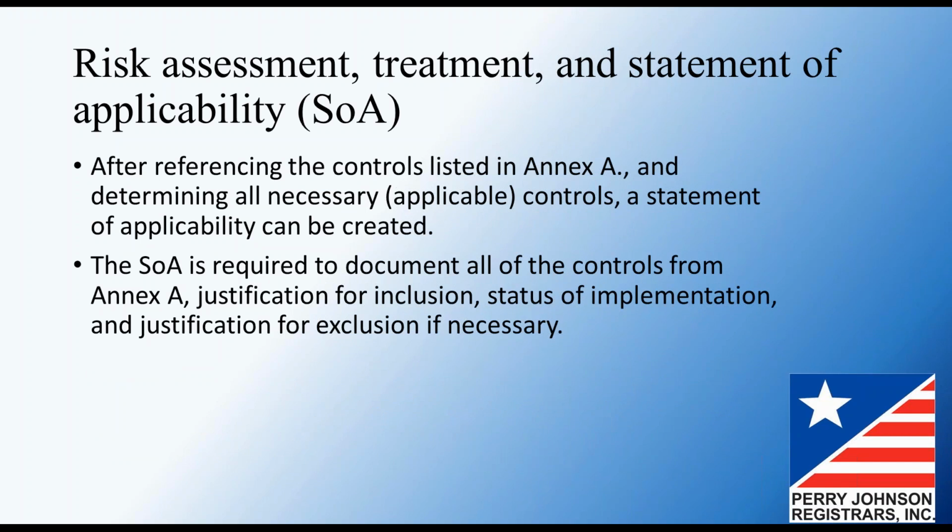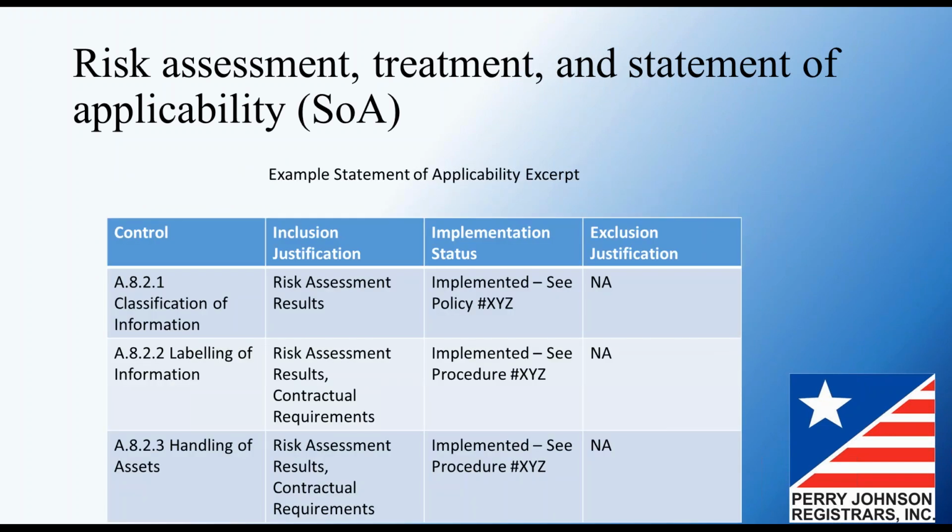After referencing the list of controls in Annex A and determining all that are necessary, you basically can create your statement of applicability. The statement of applicability, or SOA, is required to document all of the controls from Annex A, justification for inclusion, status of implementation, and justification for exclusion if necessary. And I have an example excerpt from a potential statement of applicability.